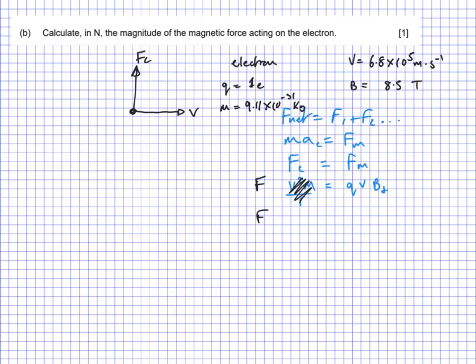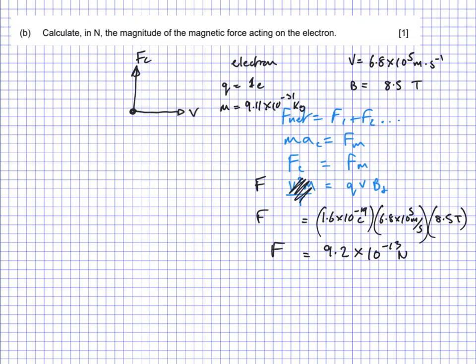The force in this situation is going to be Q, which is 1.6 times 10 to the negative 19 coulombs, multiplied by the velocity, which is 6.8 times 10 to the 5 meters per second, and then the magnetic field strength is 8.5 teslas. So plug that into your calculator, and what do you get? Well, nice and easy, 9.2 times 10 to the negative 13 newtons.